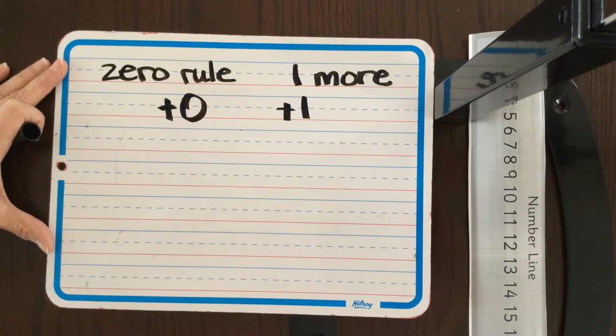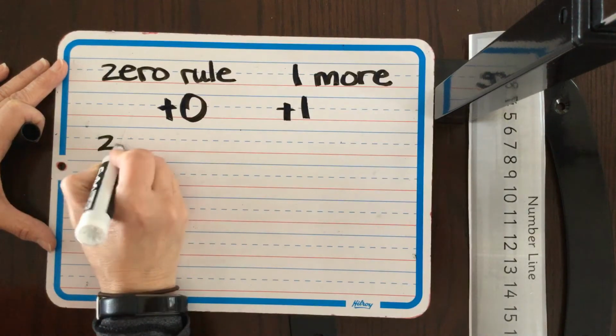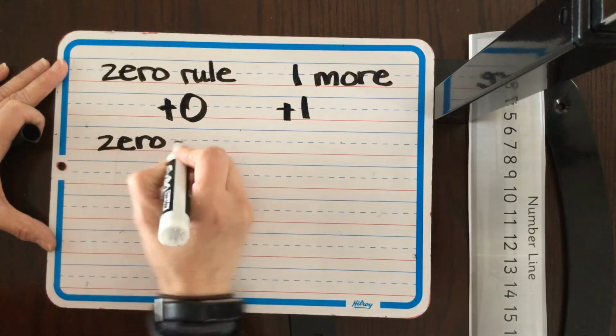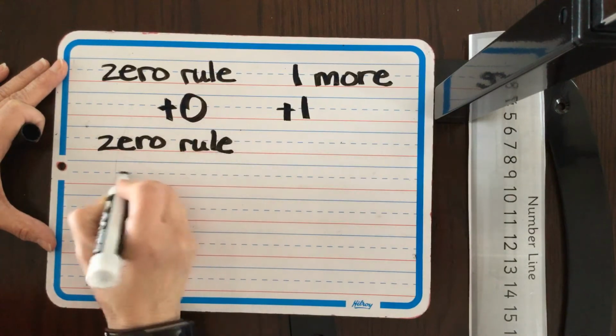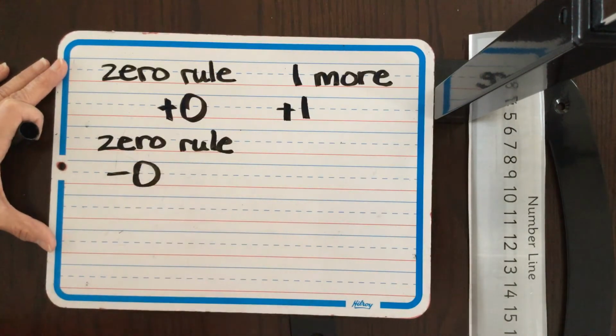With subtraction, we're always going to be looking for the -0 or the -1 in the second spot in the equation because the bigger number has to always go first. We still have a zero rule for subtraction. The zero rule in subtraction is that anytime we take away 0, we still don't make any change to the number. So the number stays exactly the same.